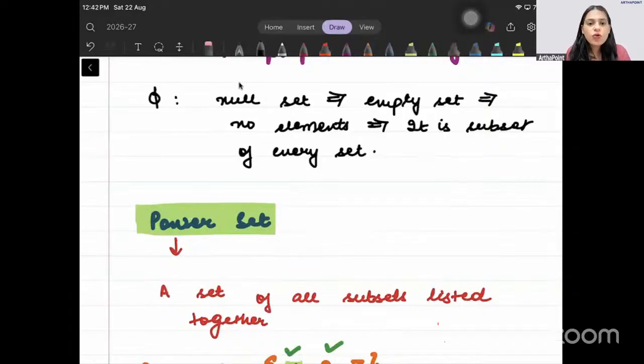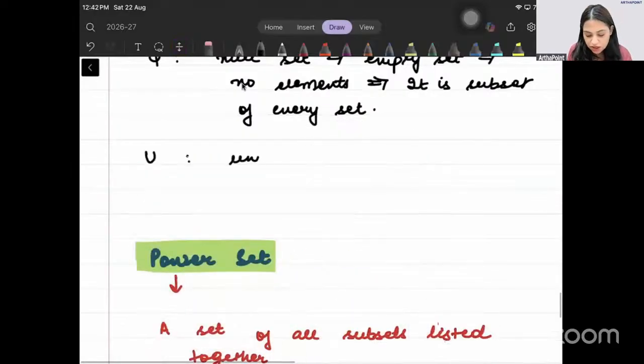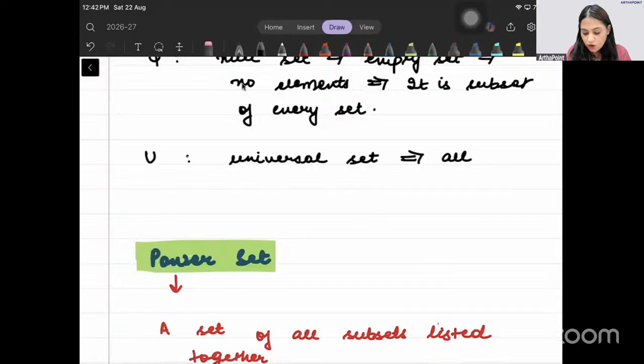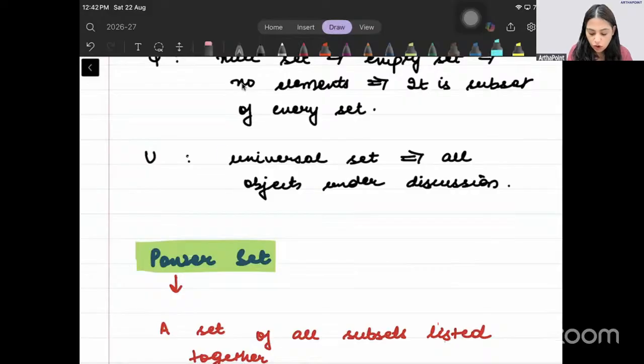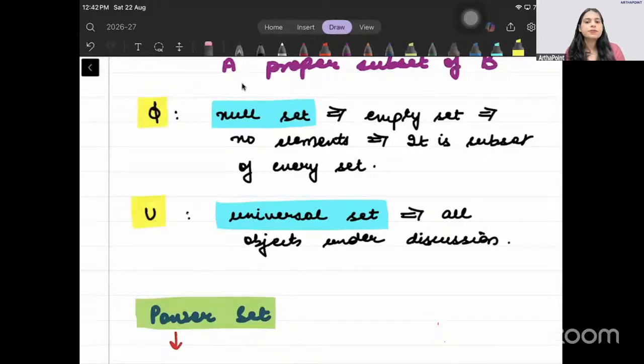Similarly, if I say U, then U is called a universal set. A universal set means that we are taking all objects which are under discussion. Whatever we are discussing, we are taking all objects under discussion, right? So we are basically saying that there are two kinds of set. One is called a null set and one is called a universal set.